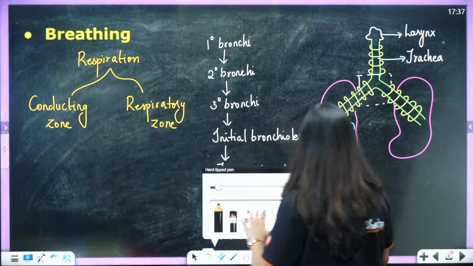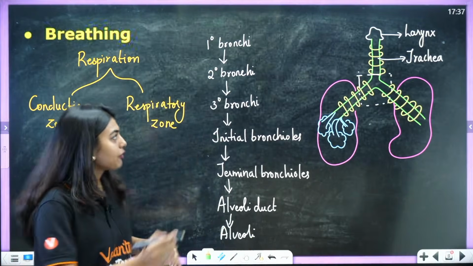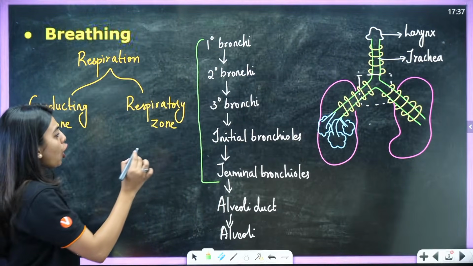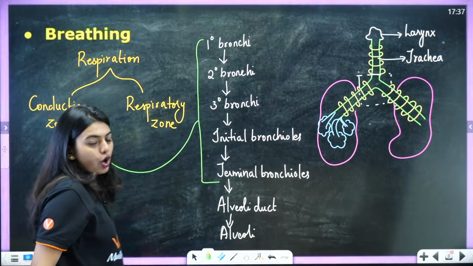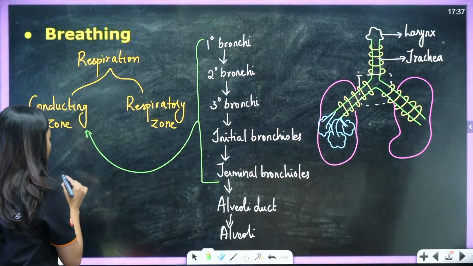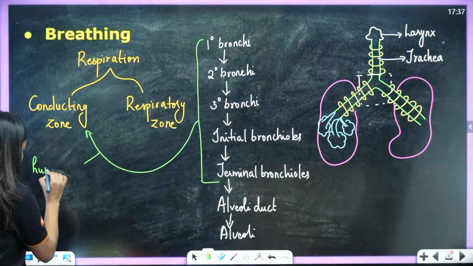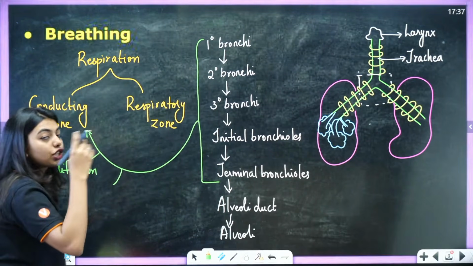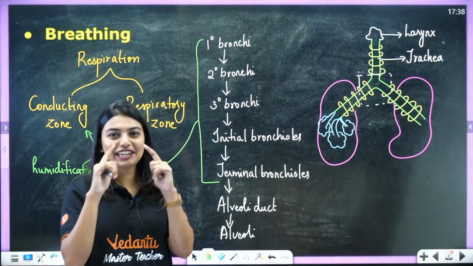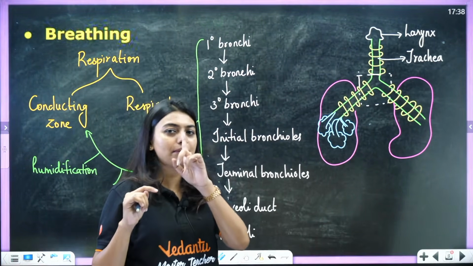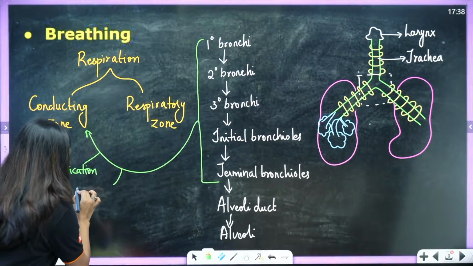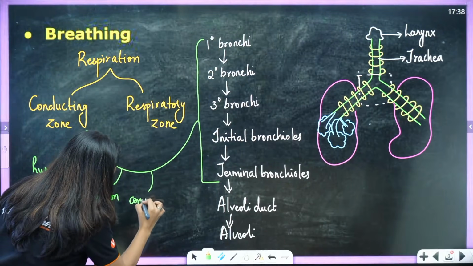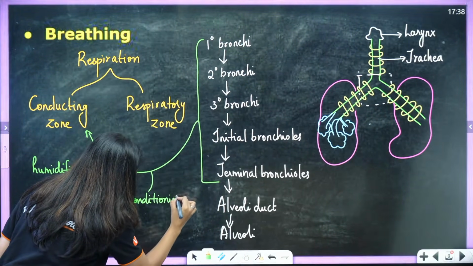Now students, try to understand this much. From your primary bronchi up to your terminal bronchioles, all of them fall under your conducting zone. That means what are they doing? They are doing different things like humidification. Filtration will also happen because of the hair in your nose, and later also some kind of filtration will happen. Then conditioning will happen.